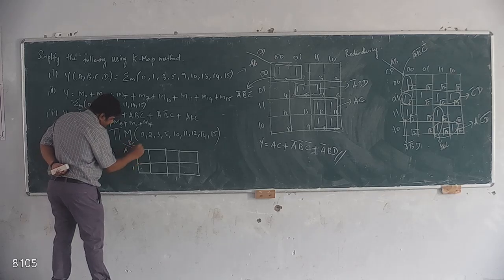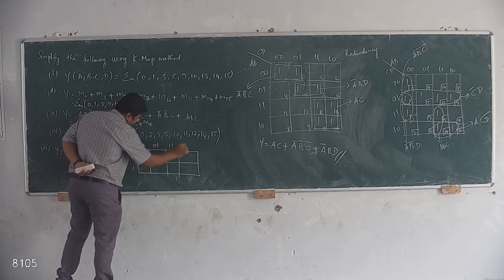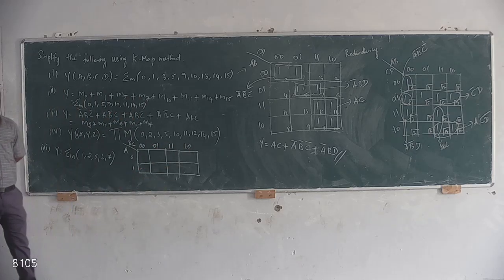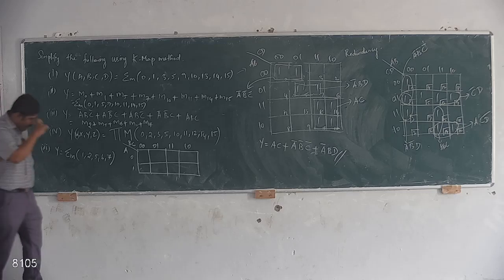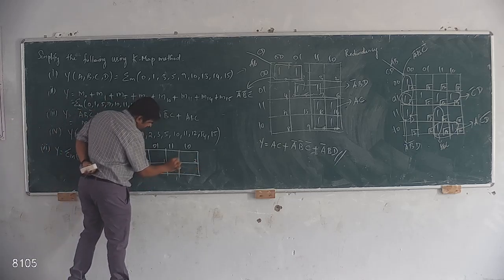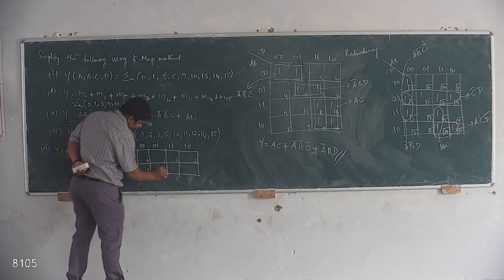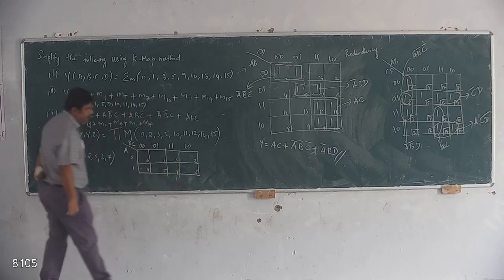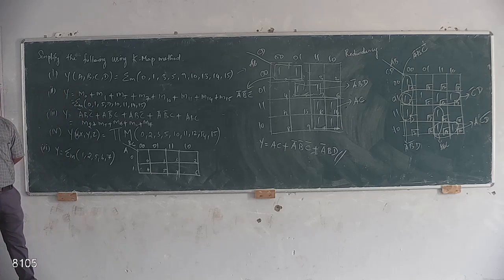0 1, then 0 0, 0 1, 1 1, 1 0. Okay. Already you know how to draw the 3 variable K-map. So what is the value here? The cell values are 0, 1, 2, 3, 4, 5, 6, 7. Is it clear? Any doubt in this? If you have a doubt, you stop there itself.